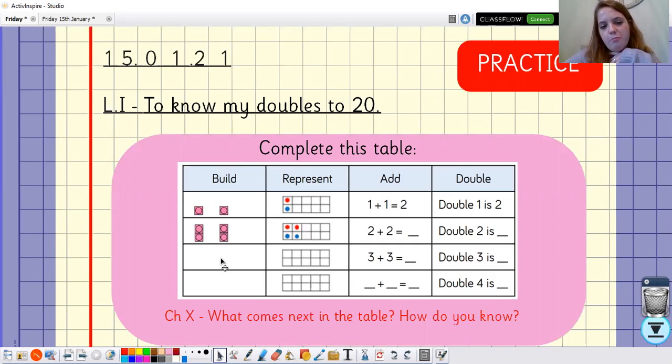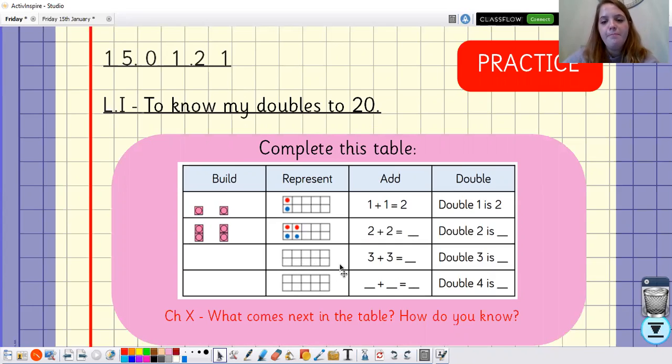Once you've built it with objects, I want you to draw a tens frame. Okay, so just 10 boxes like this in a rectangle. And I want you to draw your counters. So as you can see here, we've got 1 counter in red and 1 counter in blue. 2 counters in red, 2 counters in blue. Now it doesn't have to be red and blue, you can choose your own colours, but we want the original number first and then the number we're adding in a different colour.